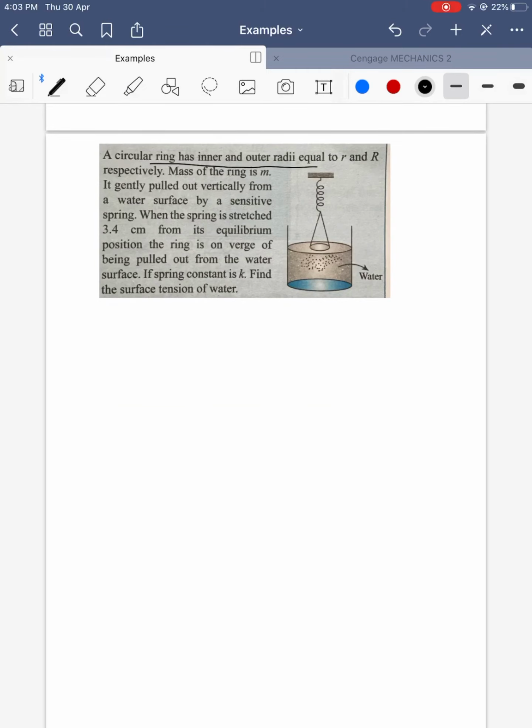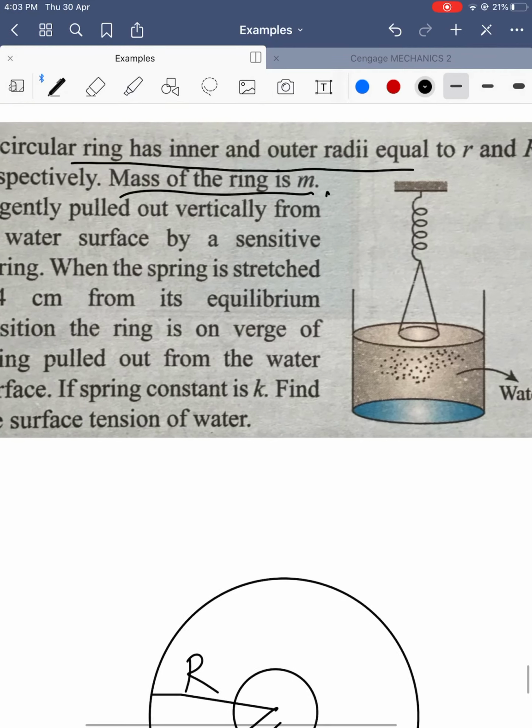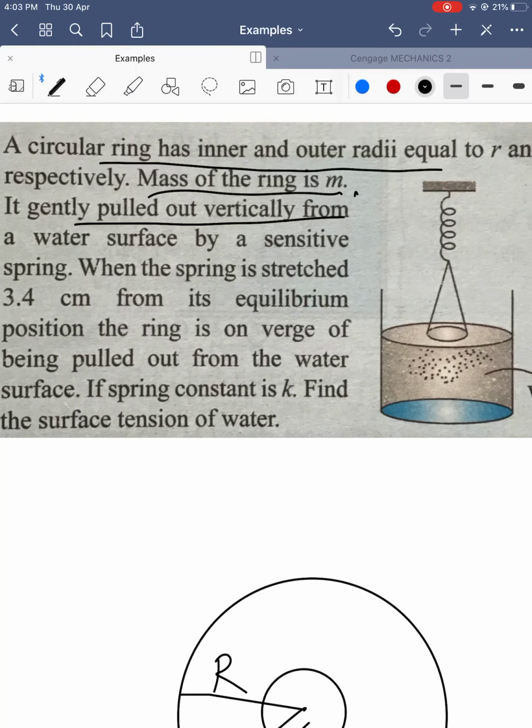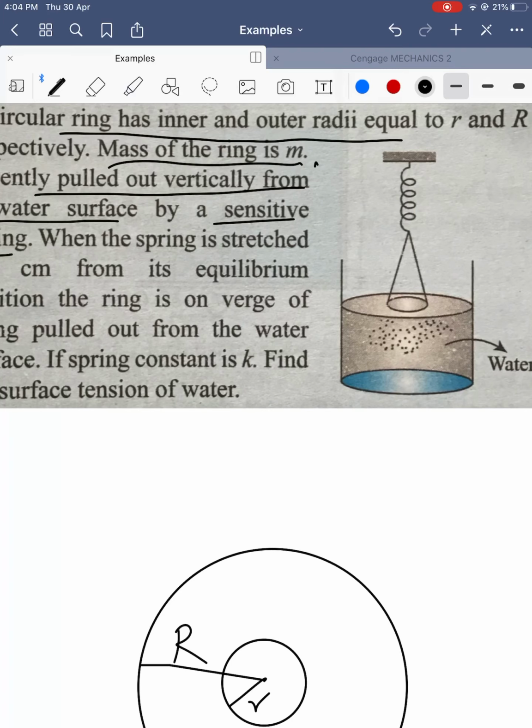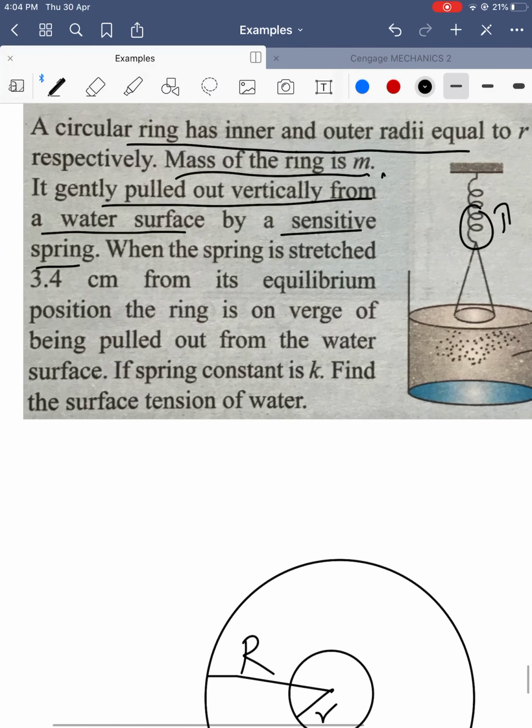A circular ring has inner and outer radius, small r and capital R. The mass of the ring is m. Basically he is trying to say that the ring is gently pulled vertically from the water surface by a sensitive spring. Because of the spring he is trying to pull it up.